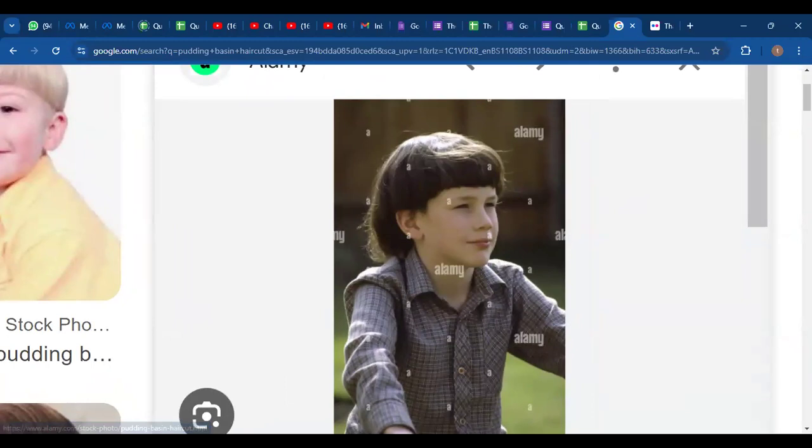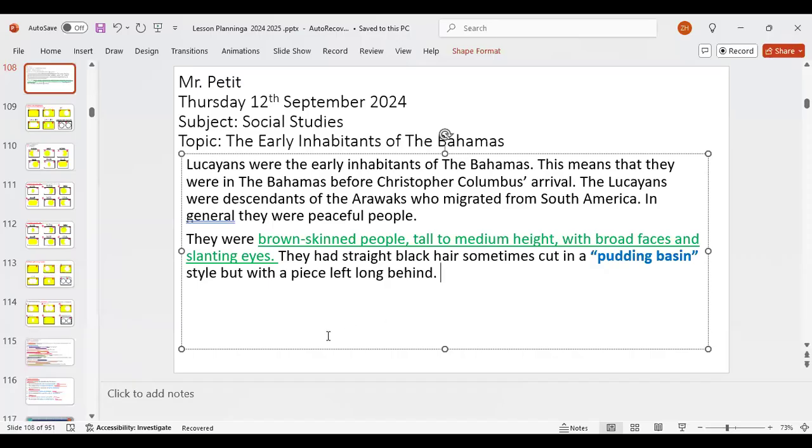Okay, so right, let me go back to the notes so y'all can see it. Now let me go back. So they had their hair sometimes in a putting basin style with the piece left long behind.